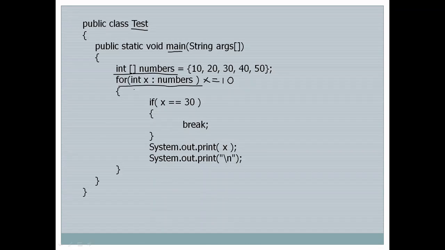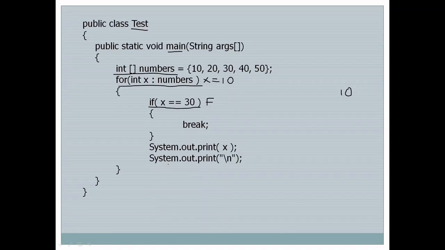Then the loop executes. Inside the loop we have an if condition: if x is equal to 30. If you look at the value of x, it is 10. So is 10 equal to 30? No, it is false. If it is false, the if body is not executed, we will directly go out of the if. After the if, we have the statement System.out.print x. We are printing the value of x, so it will print 10.